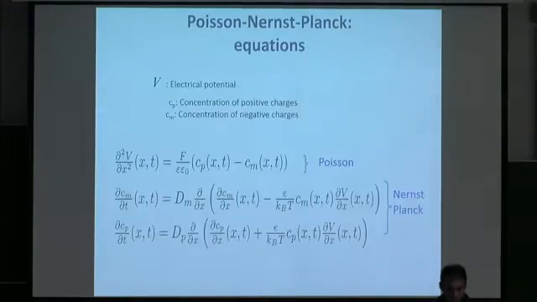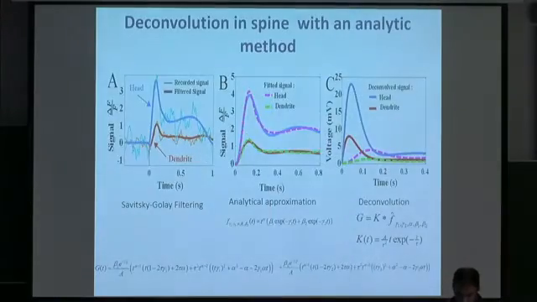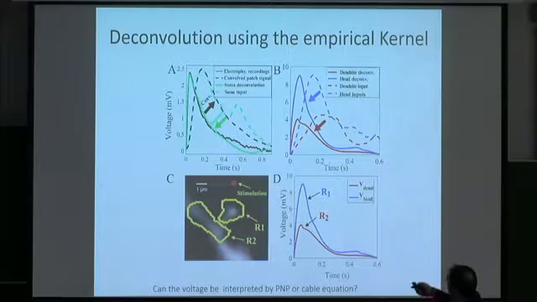Okay, so now can this difference be explained by the classical theory? Now we go to cable theory, and I'm not going to present you the results of the cable theory, but I'll go directly to PNP. Can this drop here be explained by the classical equation of electrodiffusion?